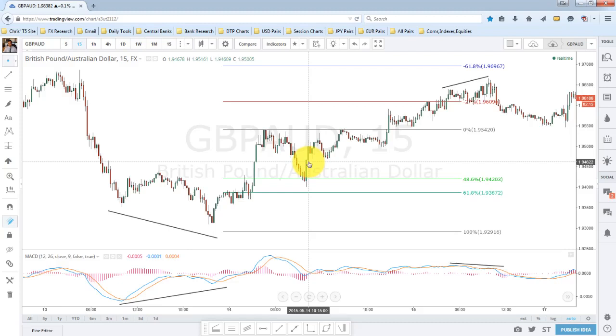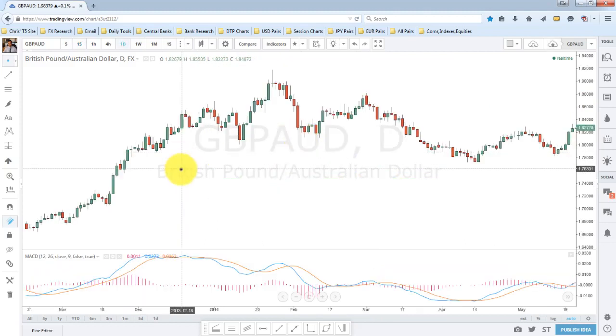Okay, so using limit orders to enter. Now let's look at a higher time frame setup. Here is the British pound, and this is a daily chart.